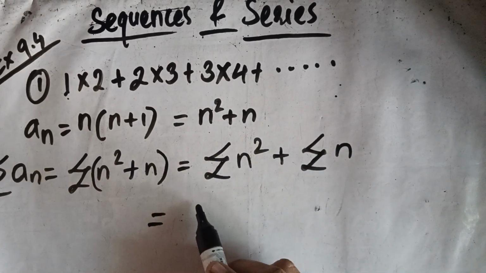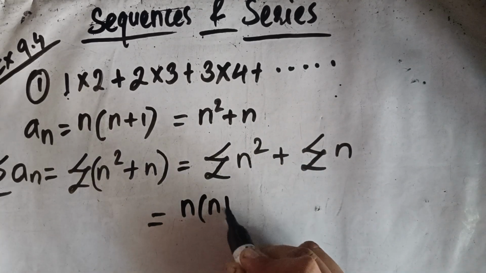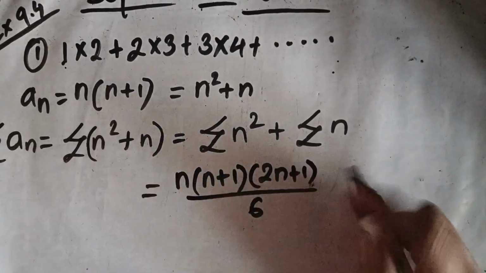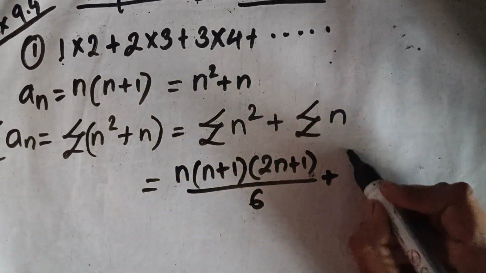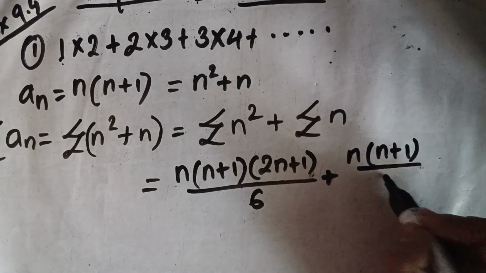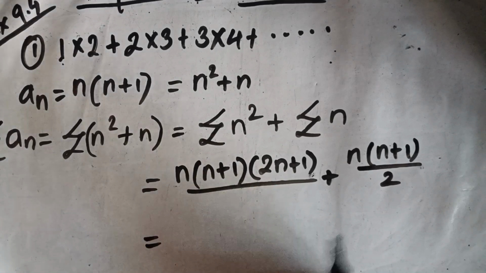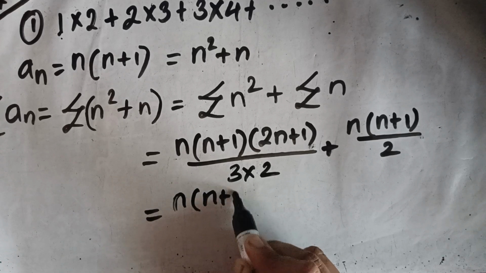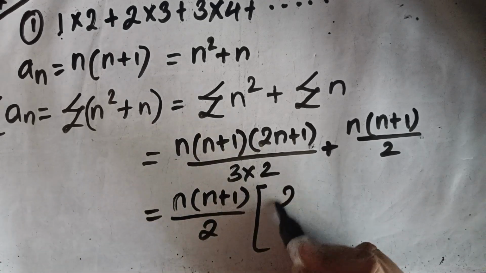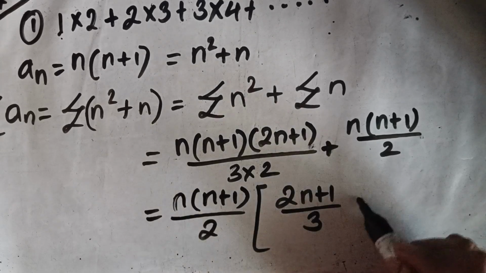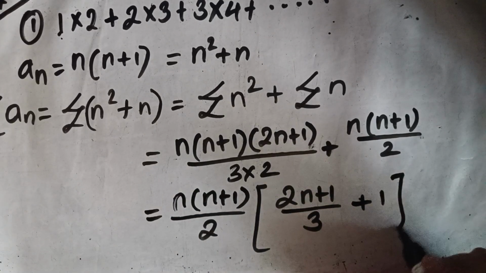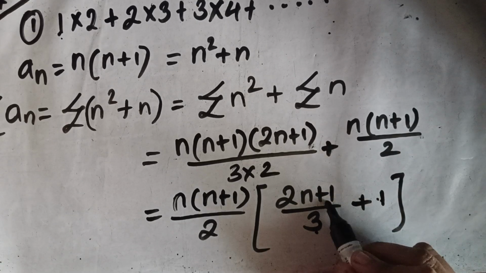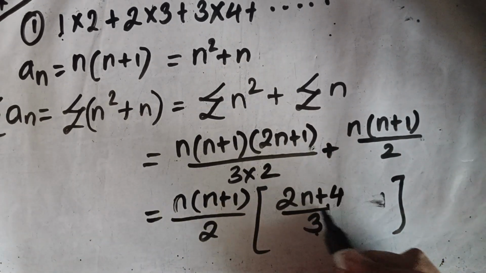Now you have to use the formula for n square, that is n into n plus 1 into 2n plus 1 divided by 6, and for n it is n into n plus 1 divided by 2. So you can take common n into n plus 1 divided by 2. So this is 2n plus 1 divided by 3 plus 1. Cross multiplying, you will get 3 plus 1, 4.